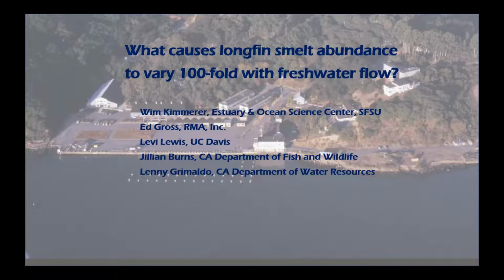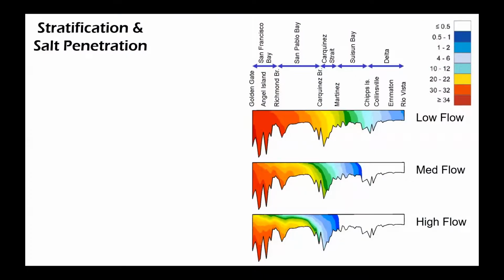So abundance of organisms in estuaries varies with flow a lot, in lots of estuaries, and a variety of mechanisms are possible to explain those. And I think longfin smelt may have the strongest relationship of any pelagic organism to flow. So I want to talk about that, but first a little background.